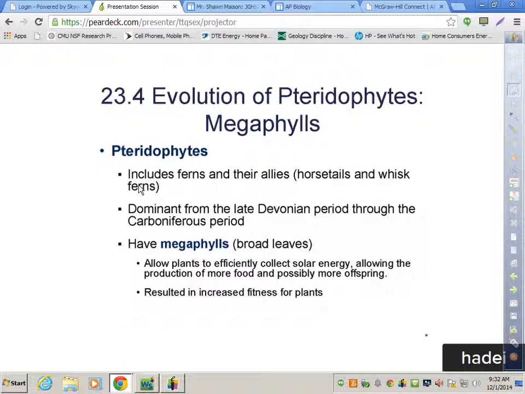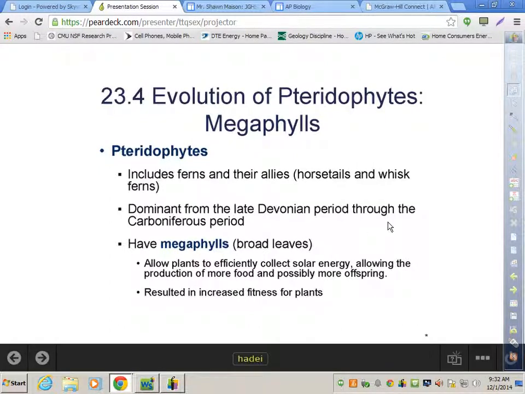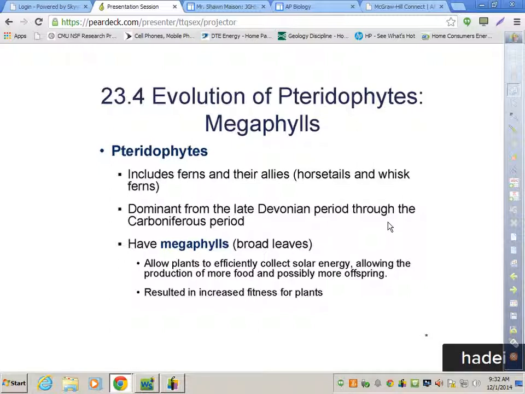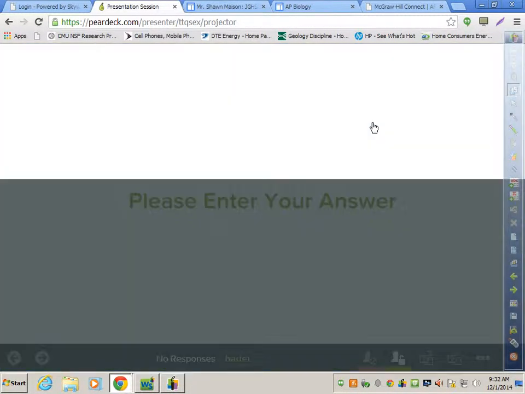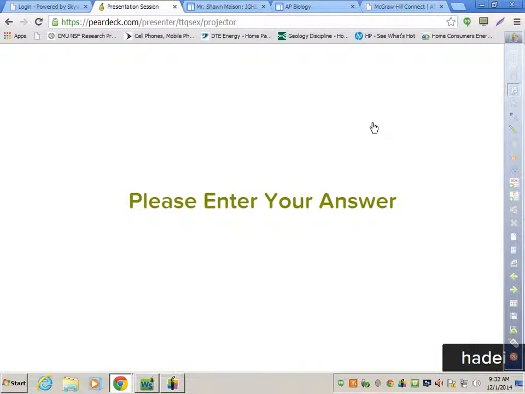I was mad. So the dominant form showed up in the late Devonian period through the Carboniferous period. The cool thing about the Devonian period is what? What is special about the Devonian period? Let's see if you guys know this.